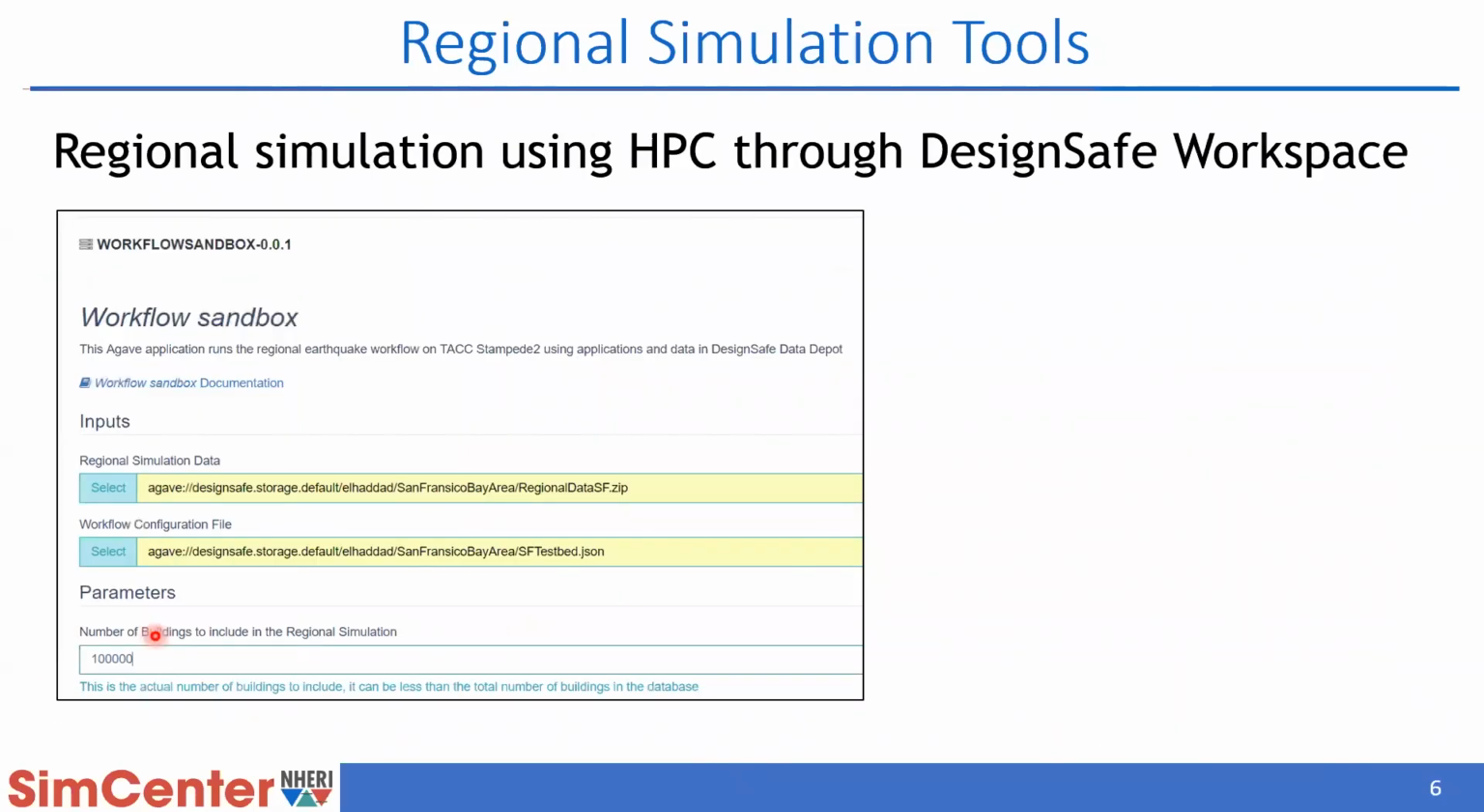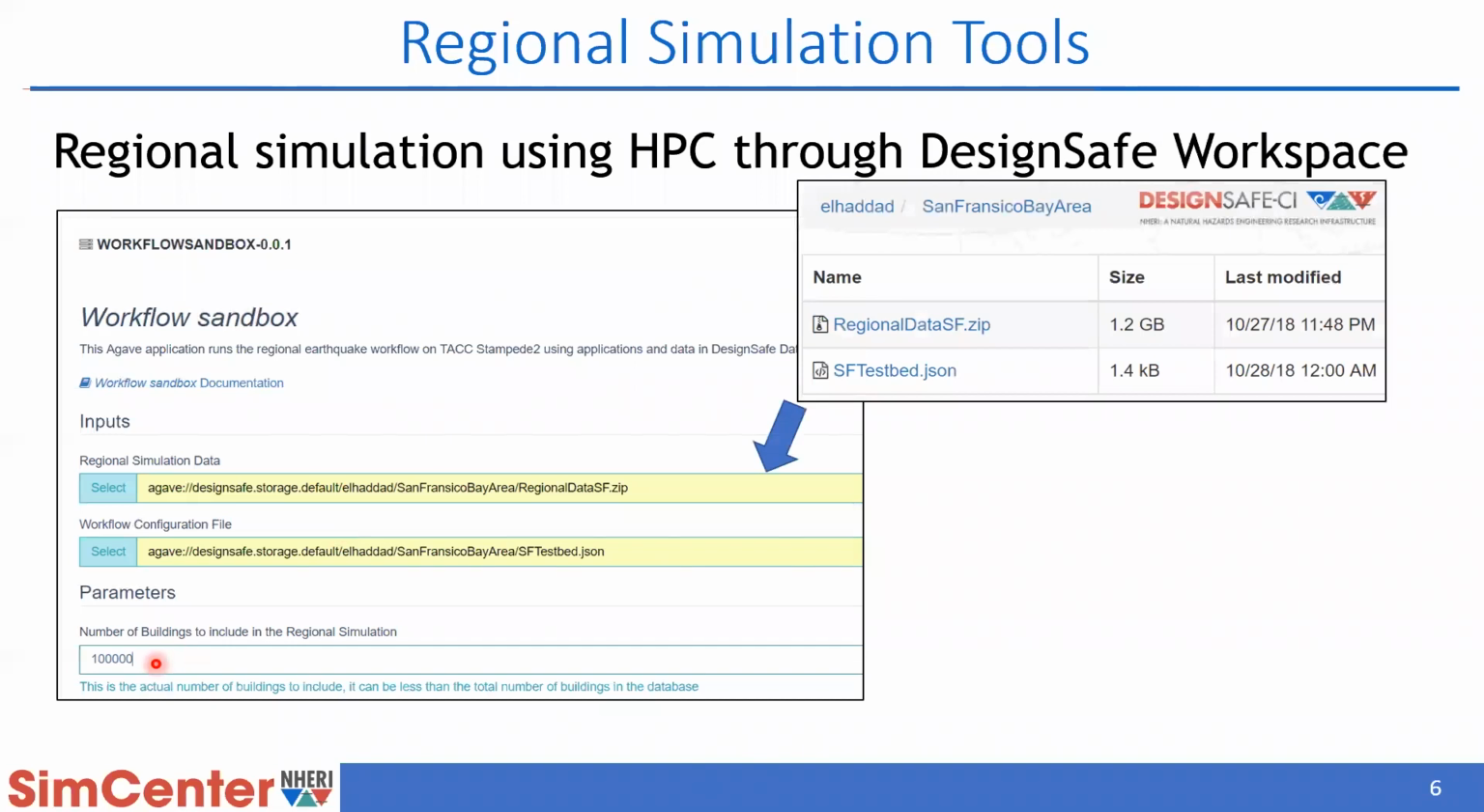So one of the things I'll show later today is how to access some of these tools on the DesignSafe workspace. What you see here is actually accessing one of these tools on the DesignSafe workspace and specifying the inputs, things like the data used for the regional simulation, a configuration file that specifies which applications or what models are being used, and some other parameters that are important for the input, like the number of buildings to run the simulation for.